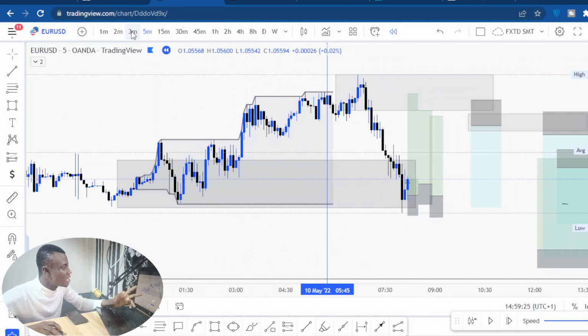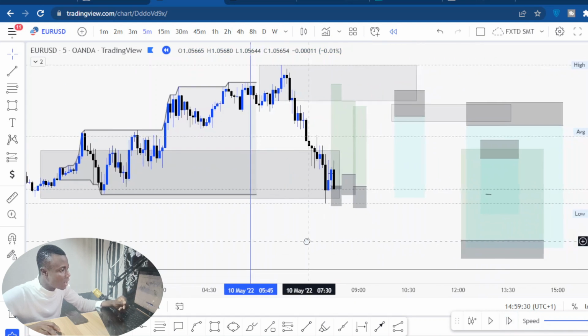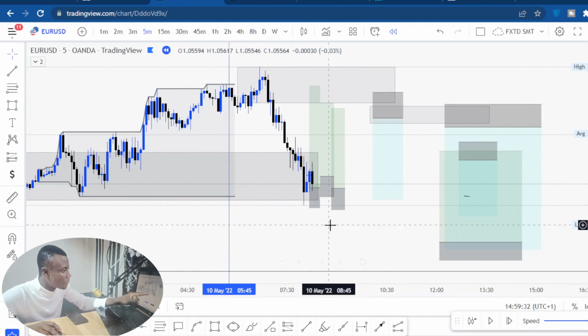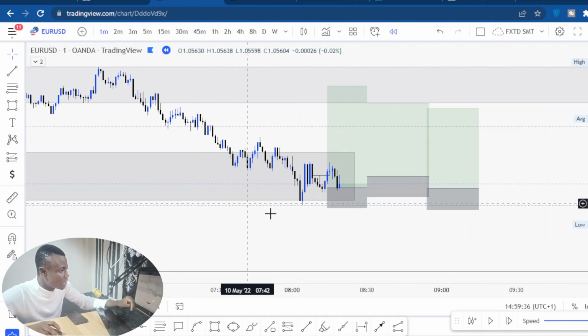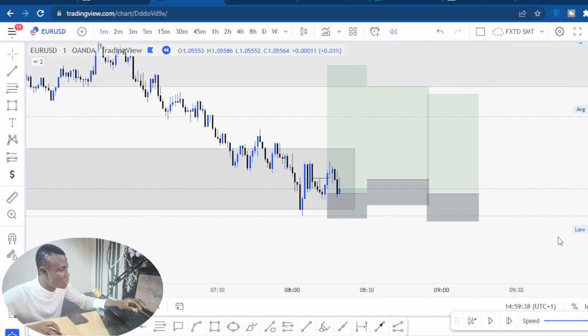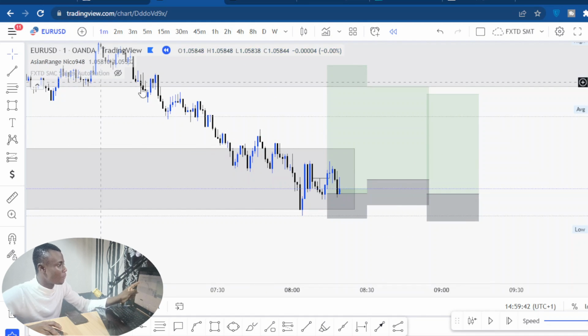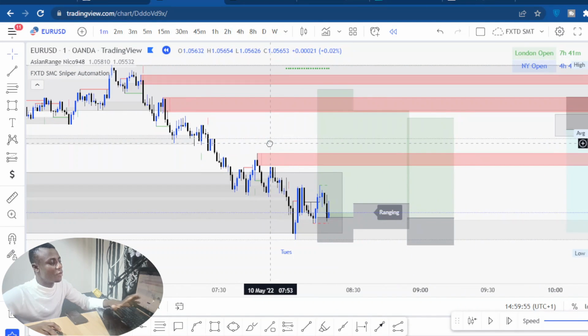All right, so as at this point, let's play this out and see. Then as at this level, we'll go to the 1 minute time frame. Now going to the 1 minute time frame, what do we see? I have a little indicator that shows a few things, right? It is called the FXTD SMC Sniper Automation. It's a customized indicator, and it's only available for my students.